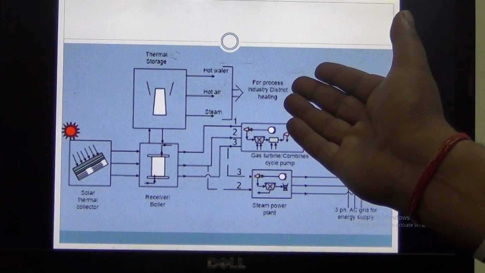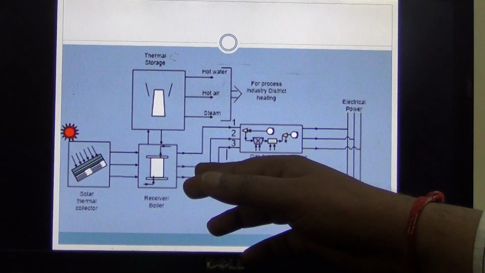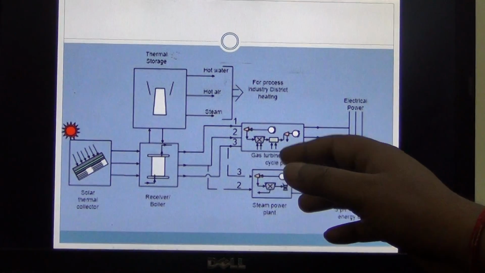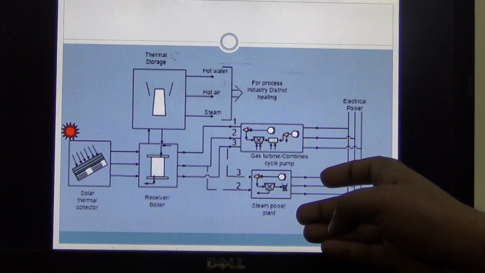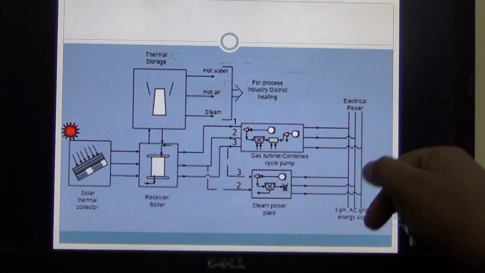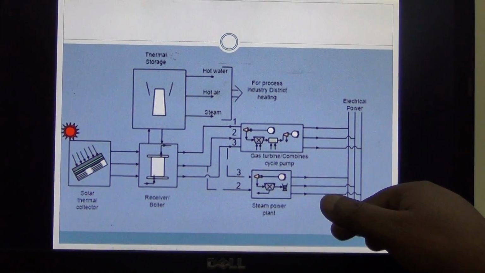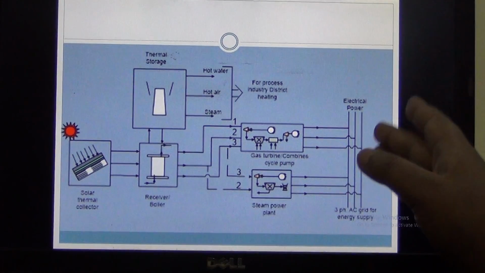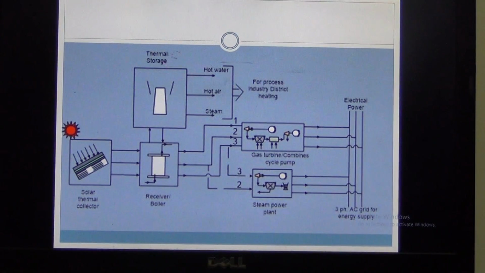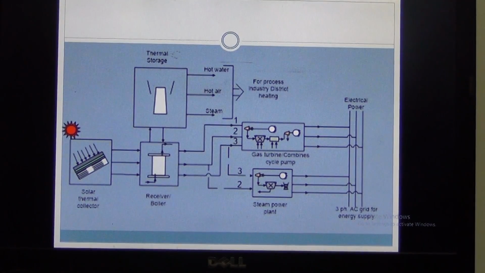Many other aspects are also there, and this energy is used for gas turbine combined cycle pumps and steam power plants, and these power plants will generate electricity, feeding the 3 phase AC grid for energy supply. This is the wiring system which is used to transfer the electrical energy to the subsystems and then to the users.